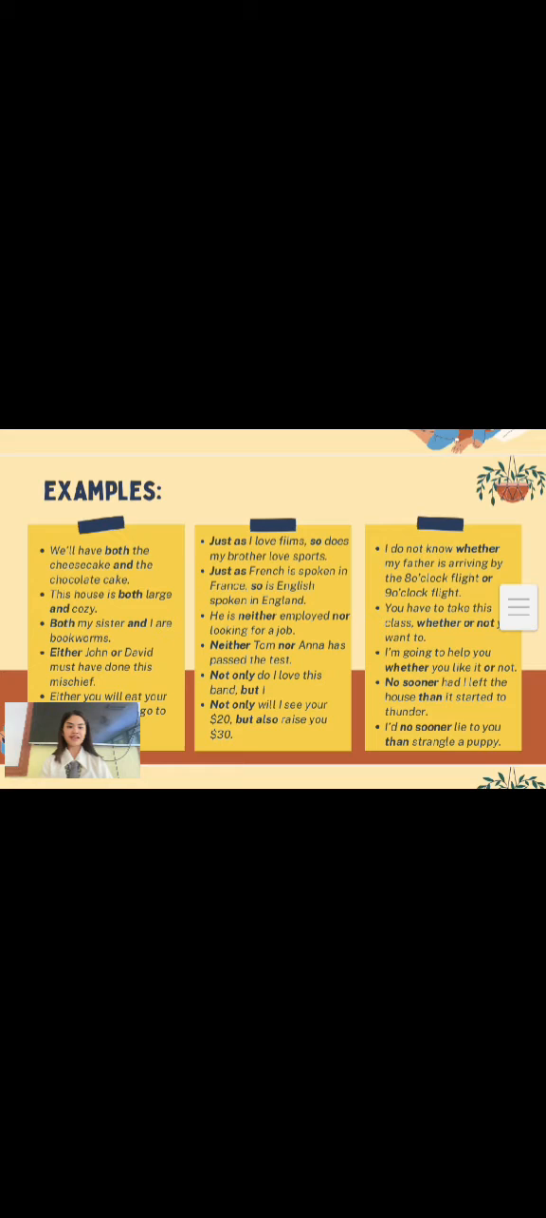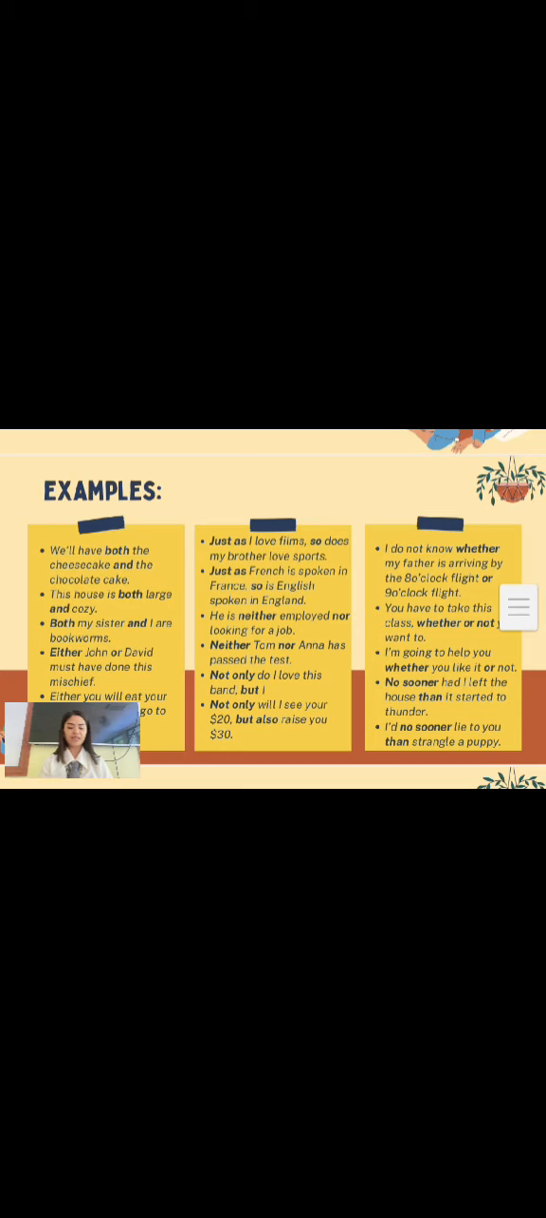So I'll read some examples of sentences that have correlative conjunctions. Number 1, we'll have both cheesecake and chocolate cake. So the correlative conjunction here is both and. Either John or David must have done this mischief. So the correlative conjunction here is either and or.